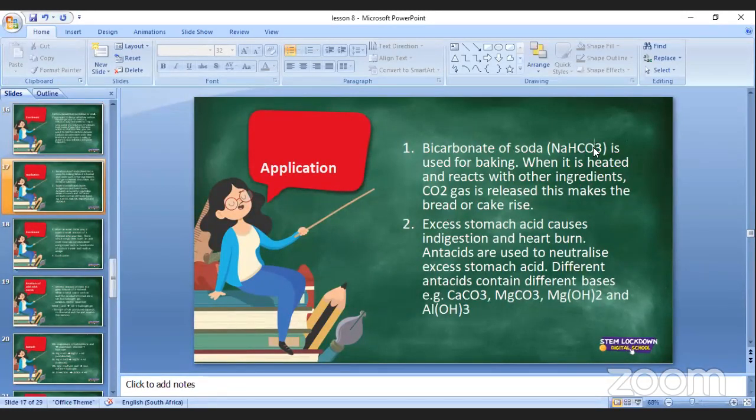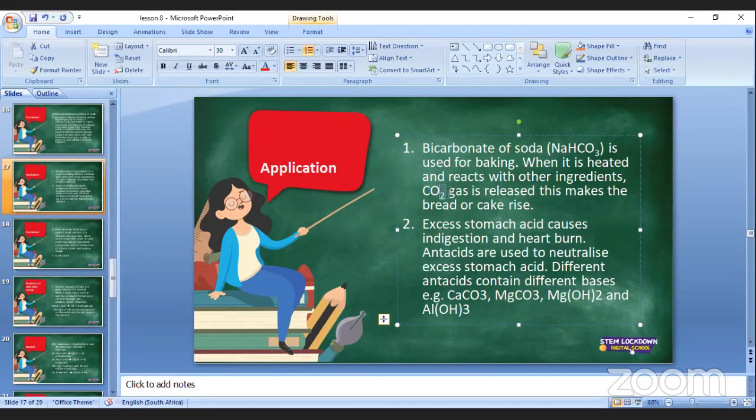Then the bicarbonate of soda, grade 9. Bicarbonate of soda, you know what we call it? I'm going to use it tomorrow after the lesson. The bicarbonate of soda, we call it baking powder. So there's a formula for baking powder. It is used for baking: when it is heated and reacts with other ingredients, carbon dioxide gas, which will smell like vanilla or whatever you put in your dough, is released. This makes the bread or cake rise.